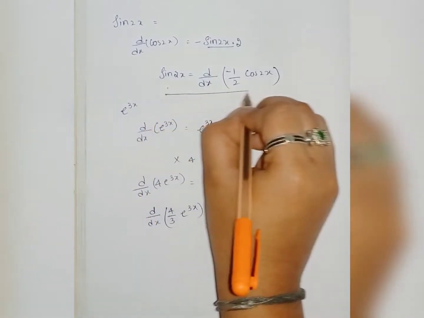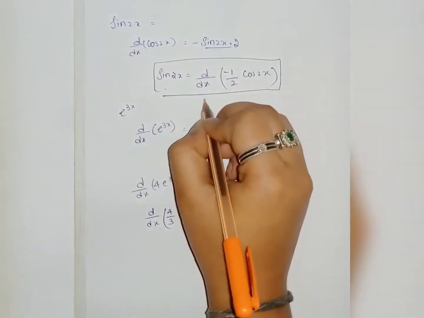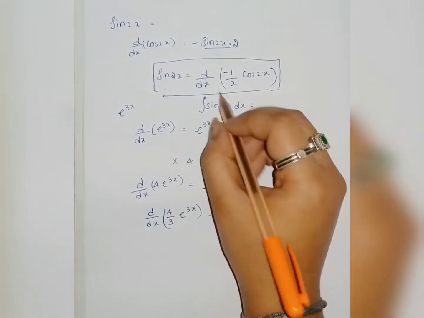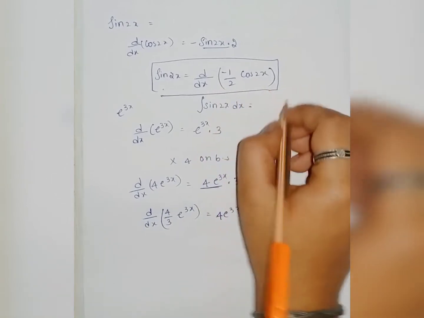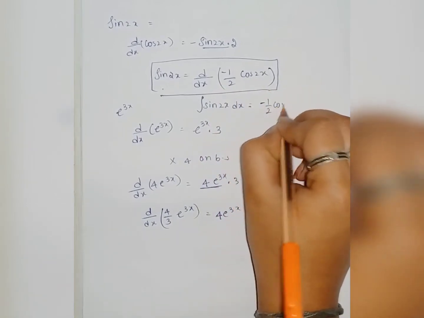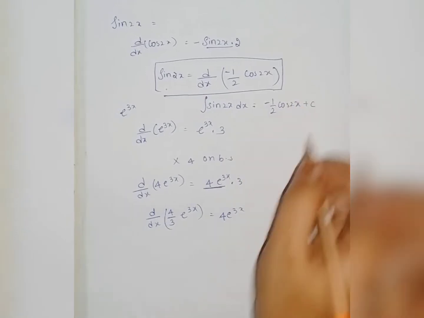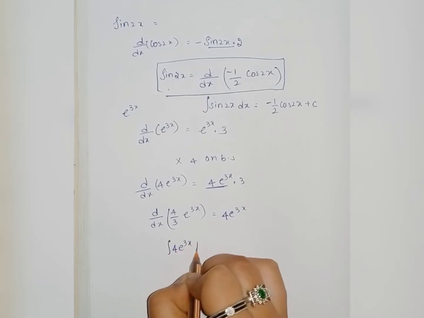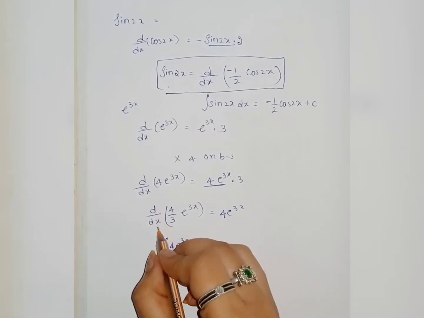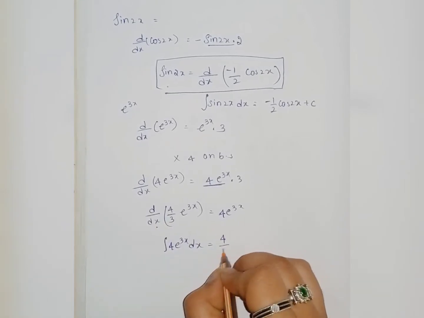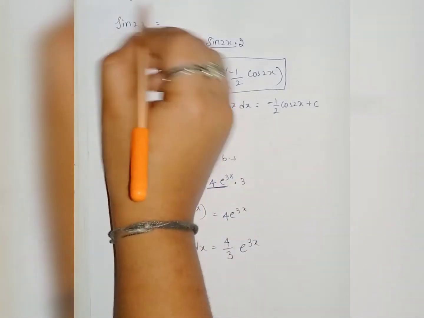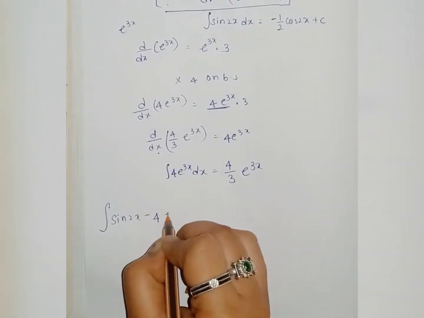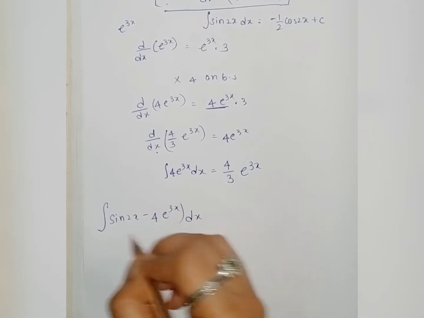And here if we integrate on both sides, we get integration of sine 2x dx is equal to integration, and this d by dx gets cancelled. Remaining is minus half cos 2x plus c. And on integrating both sides, integration of 4 e power 3x dx, this integration and d by dx cancel, we get 4 by 3 e power 3x. So this can be written as integration of sine 2x minus 4 e power 3x dx.